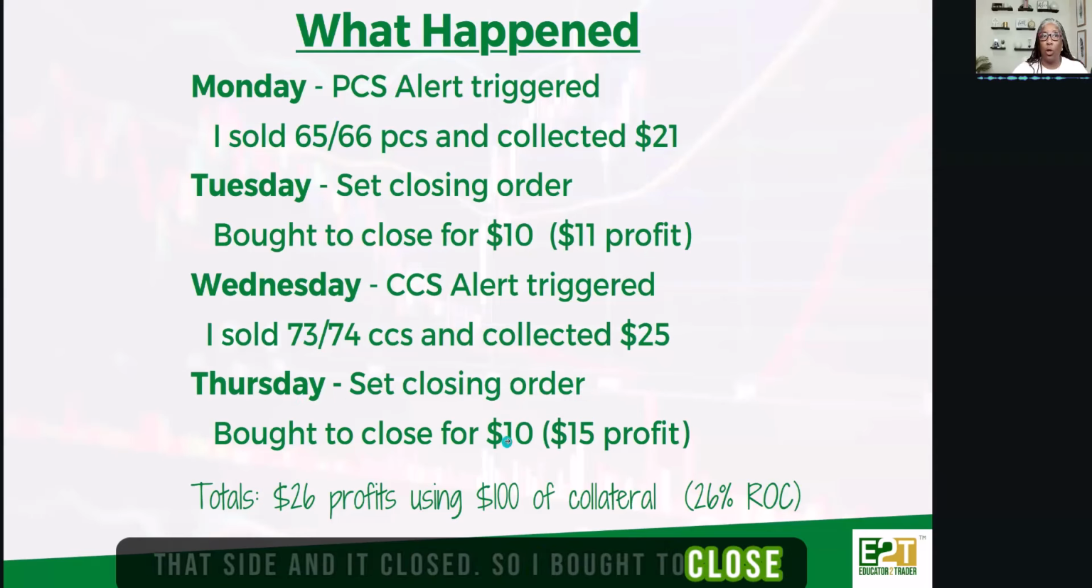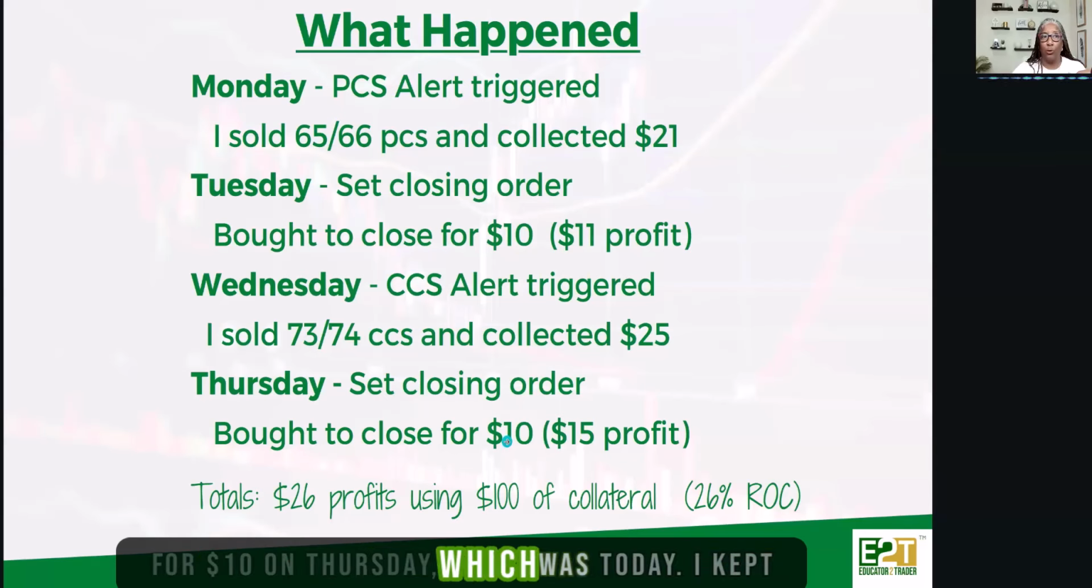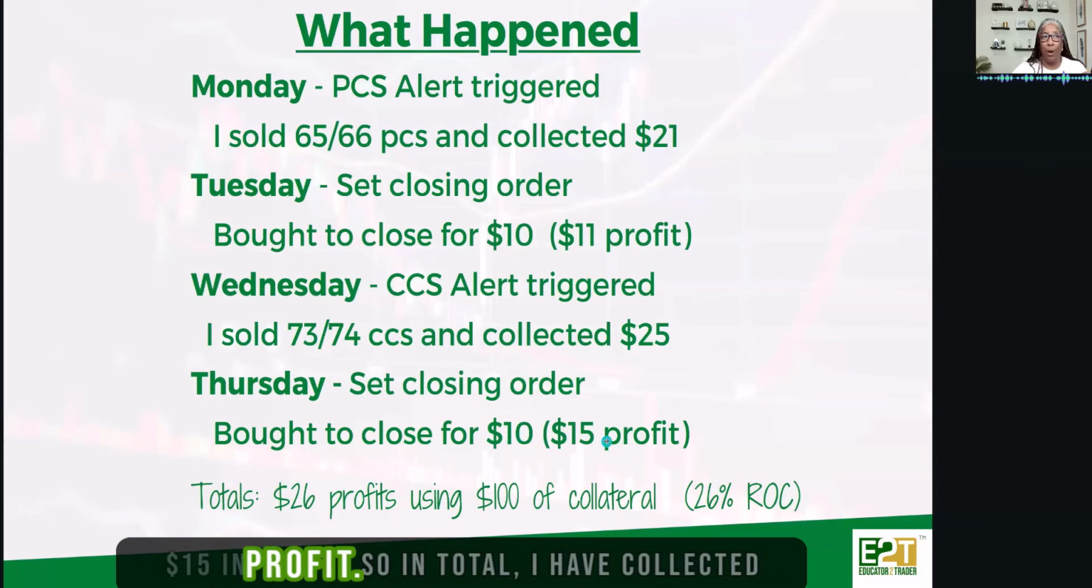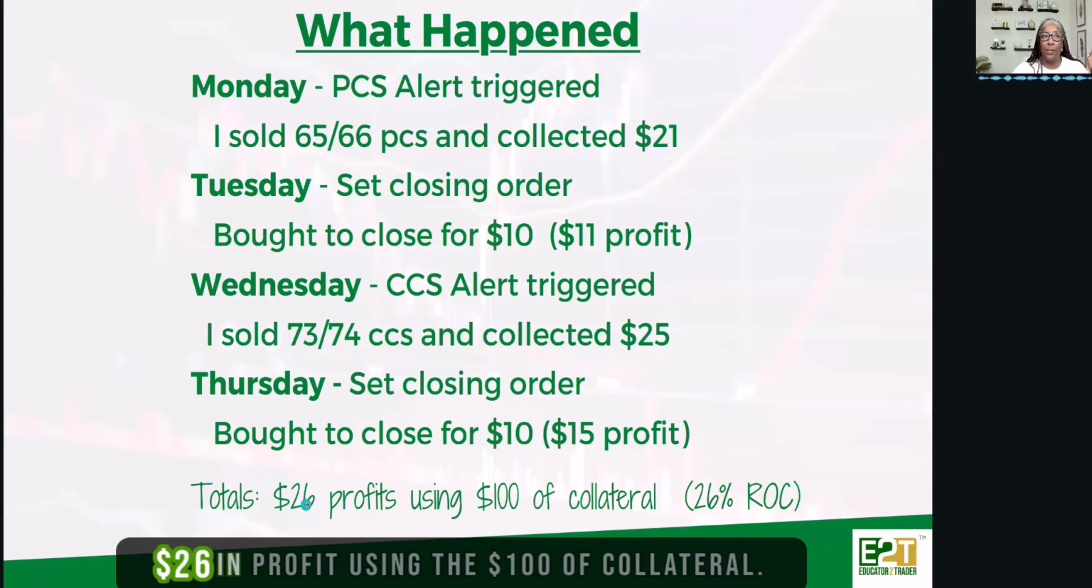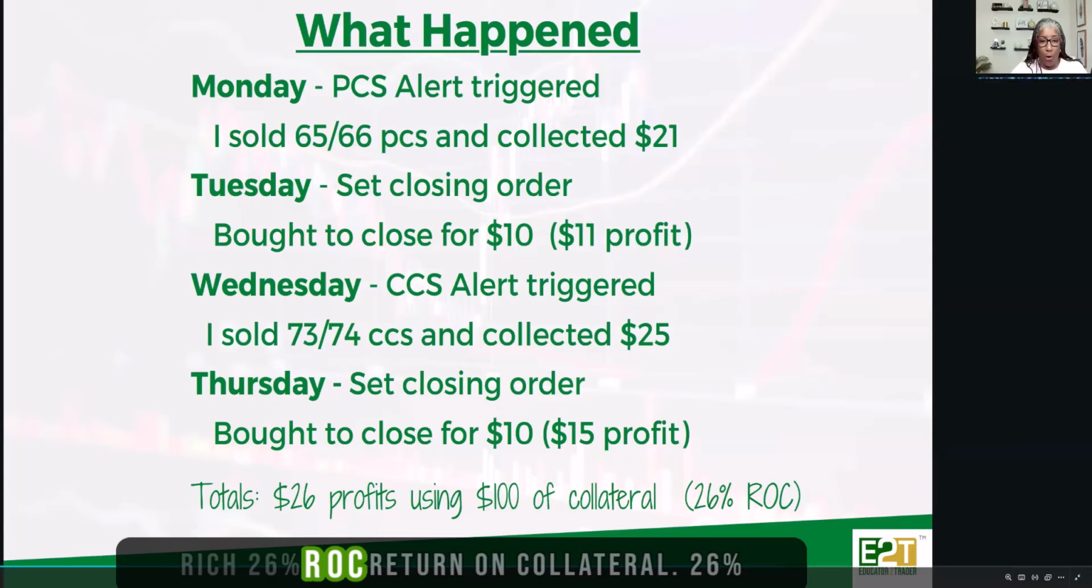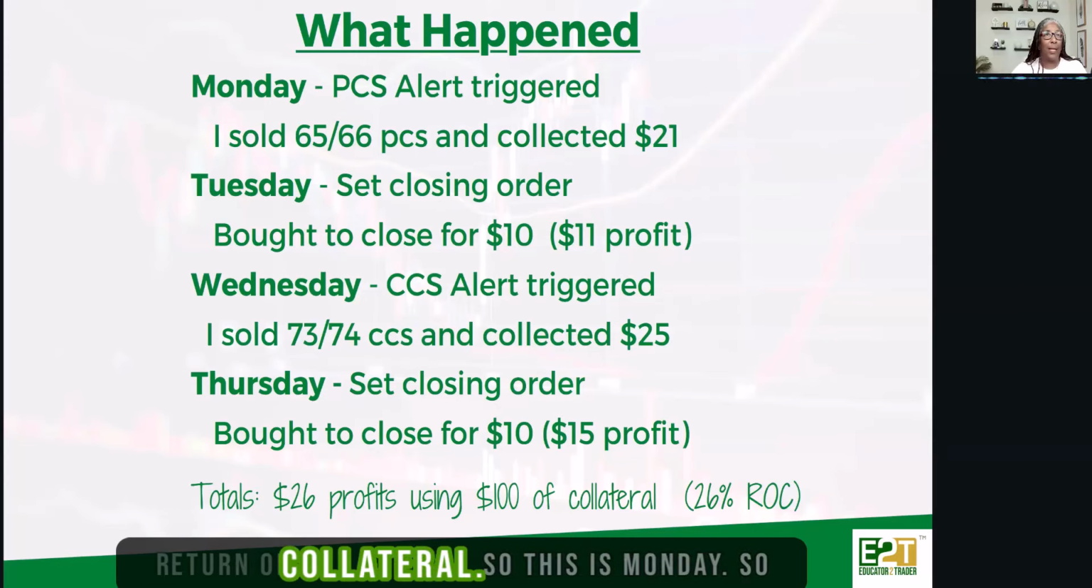I bought to close for $10 on Thursday, which was today. I kept $15 in profit. So in total, I collected $26 in profit using the $100 of collateral, which is a 26% ROC, return on collateral. 26% return on collateral.